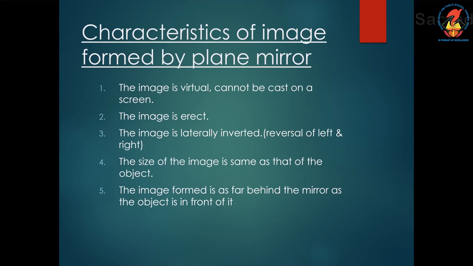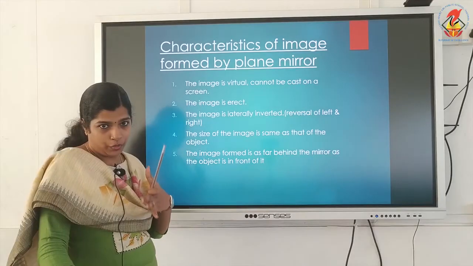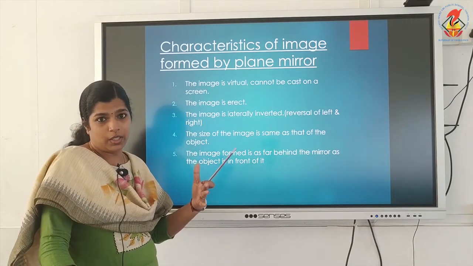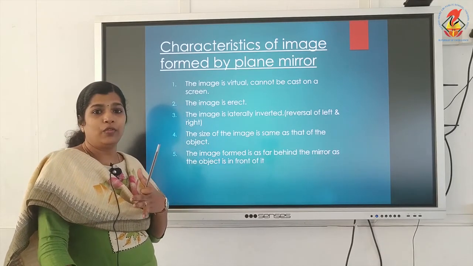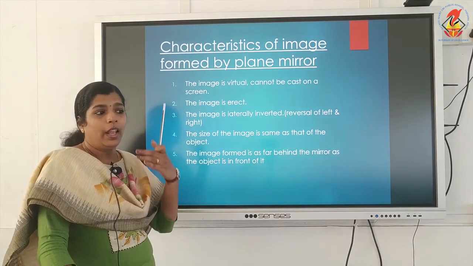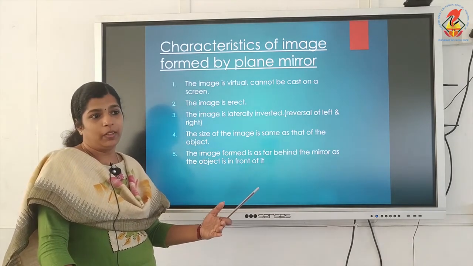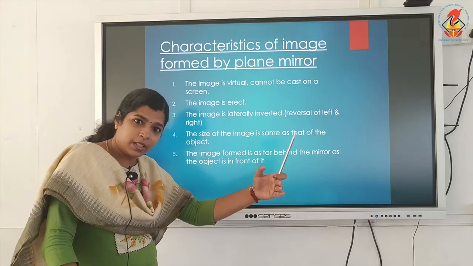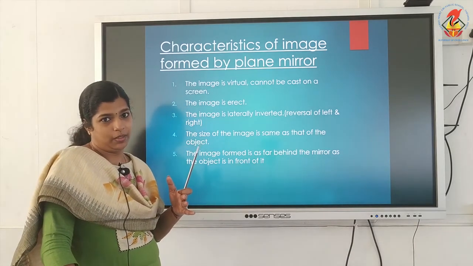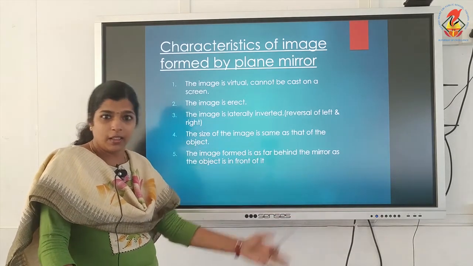The image formed is as far behind the mirror as the object is in front of it. If an object is placed 5 cm in front of the mirror, the image formed will be 5 cm behind the mirror.